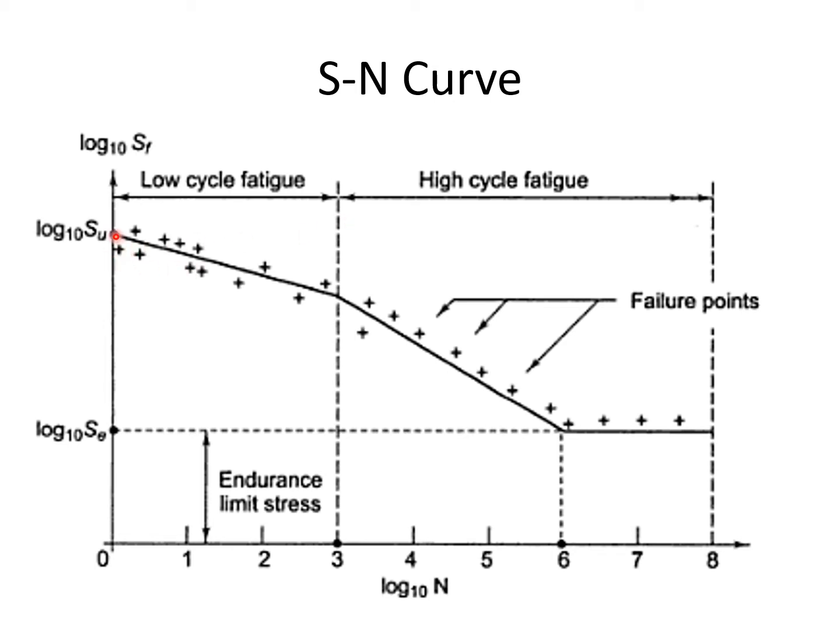This curve says up to 10 power 3 cycles, the reduction in strength is gradual. After that, up to 10 power 6 cycles, the reduction in material strength is drastic. After that, it remains almost the same. Our test results also confirm this. So, by using this curve, we can find the strength which is suitable for the given number of cycles.